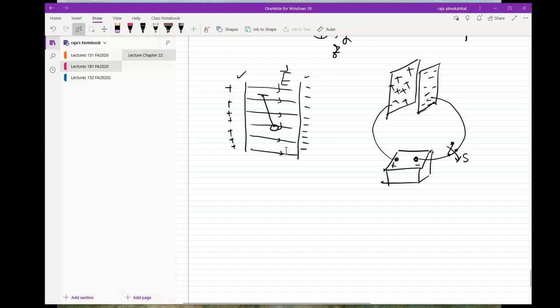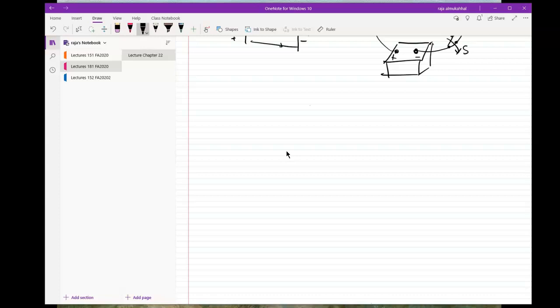I'll just leave those. Let me just draw it again here very quickly. And it's going this way. Here's the electric field, and it's equal to 10 to the 5th Newton per Coulomb, and it's in the x direction like that.